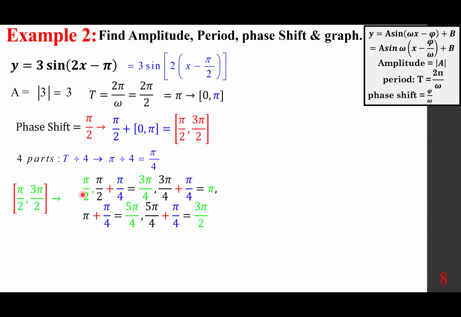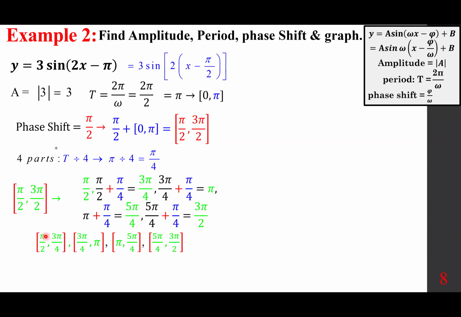So again, you start with pi over 2 and you add pi over 4, you get 3 pi over 4. Now from here, you add pi over 4, you get pi. From pi, you add pi over 4, you get 5 pi over 4. And now the endpoints, we are going to have the following 4 subintervals: pi over 2 to 3 pi over 4, 3 pi over 4 to pi, pi to 5 pi over 4, 5 pi over 4 to 3 pi over 2, and those are the endpoints.